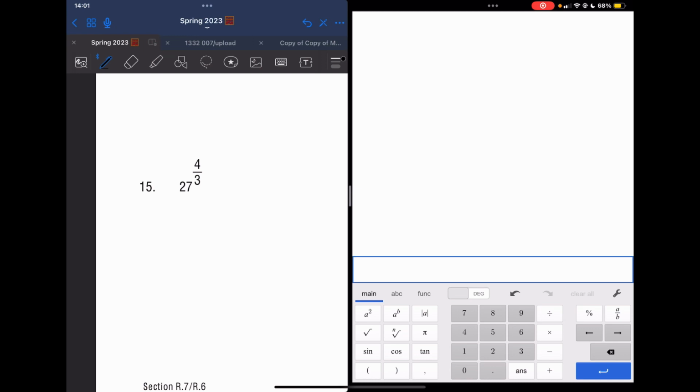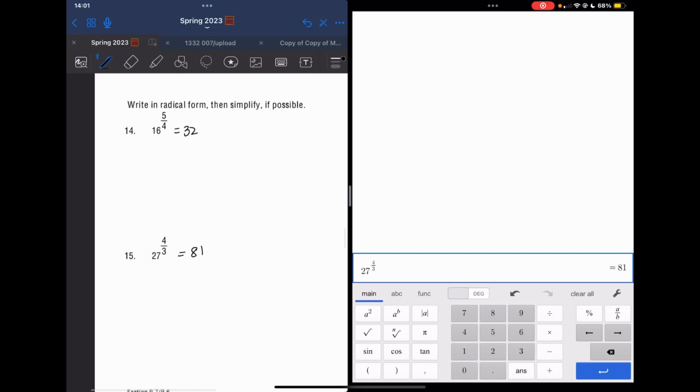Clear that, sorry. 27 is your base, raised to the 4/3 exponent, and we get 81. Now, if you want to put those into a radical, it would be the exponent and then the index. So it'd be 16 to the 5th power and then the 4th root of that, which is equal to 32. And then this is the exponent, this is the index. So it'd be the base 27 raised to the 4th power, and then taking the cube root of that, equaling 81.